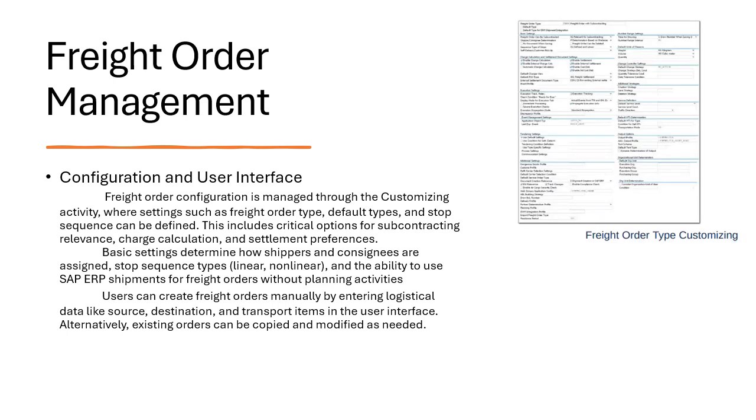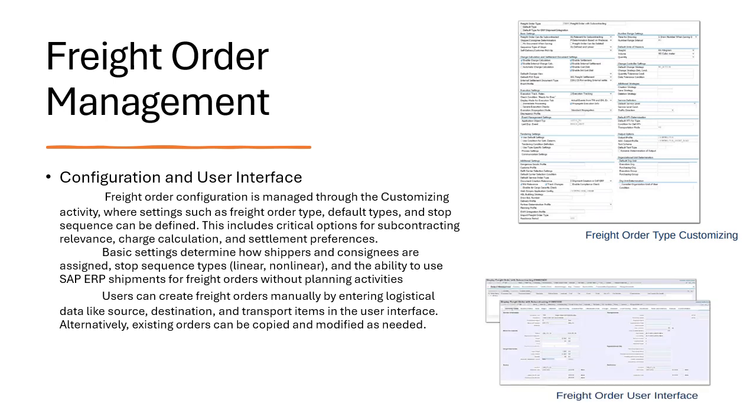Next is the fleet order type customizing. This showcases the customizing options for different fleet order types, such as setting default types, defining charge calculation relevance, and determining tendering settings. These options ensure that each fleet order aligns with specific transportation needs.